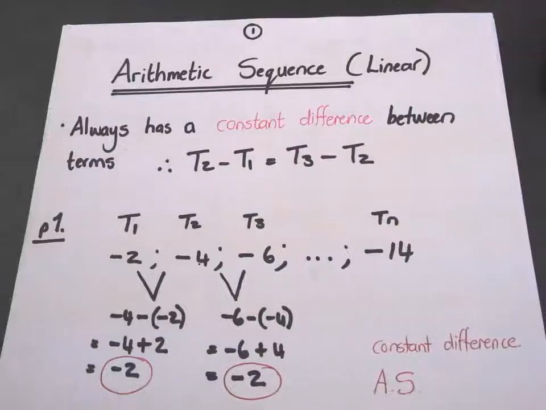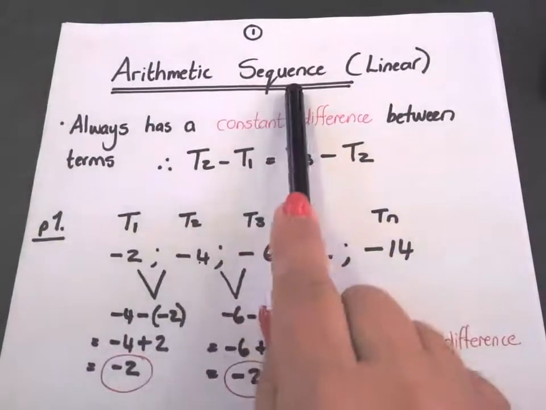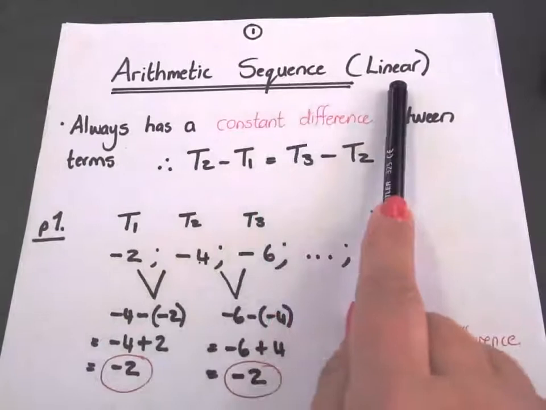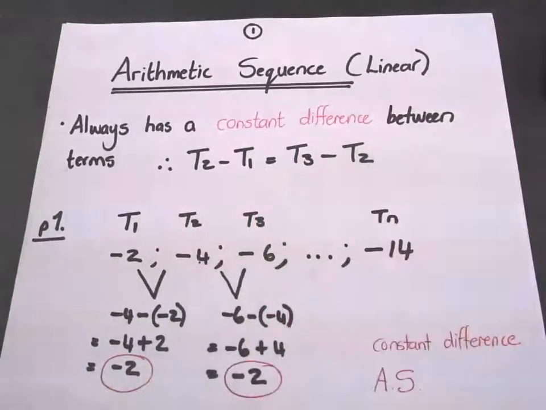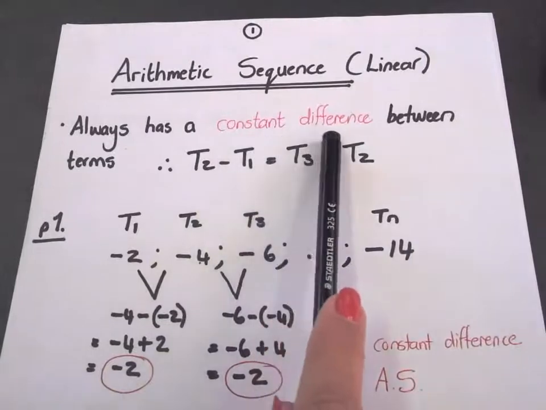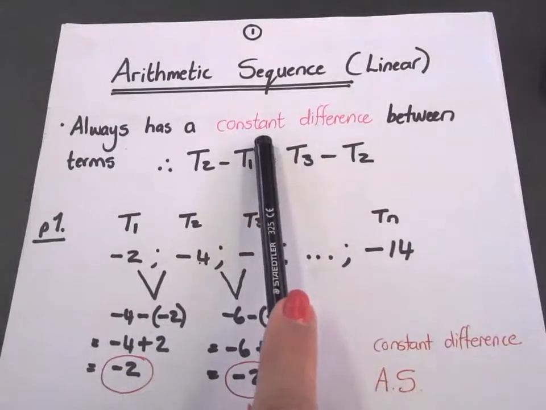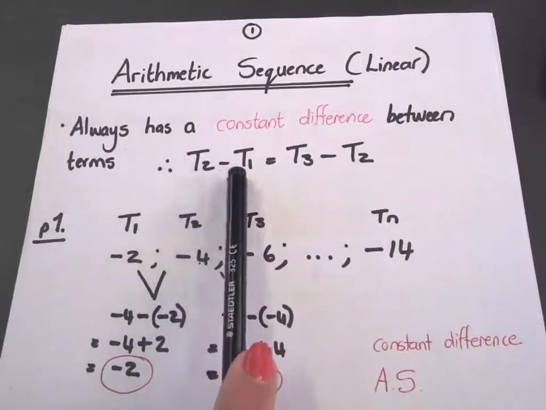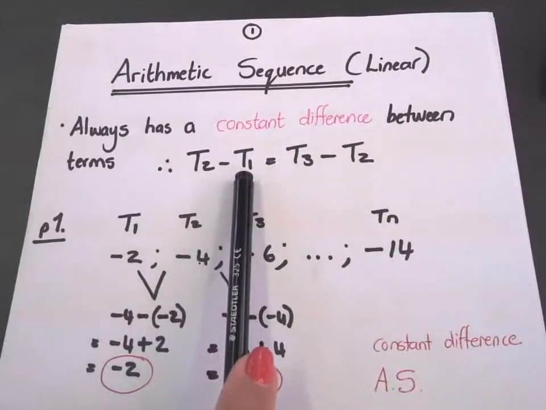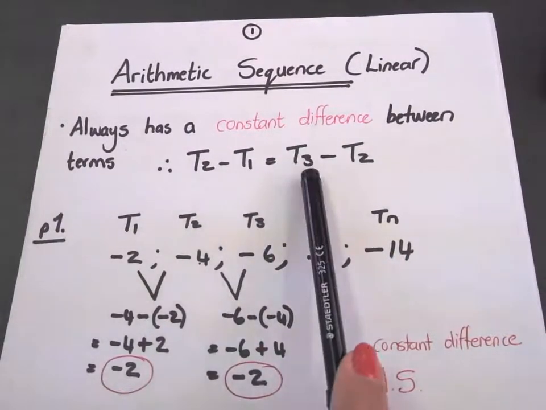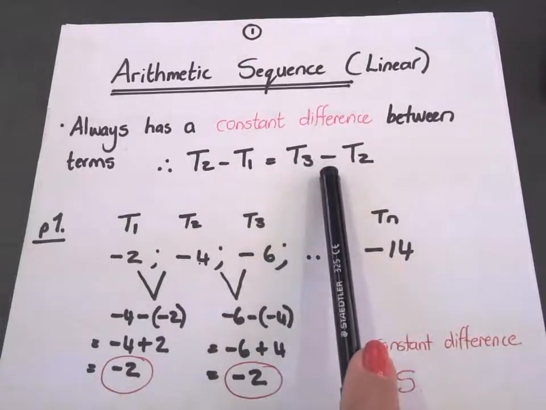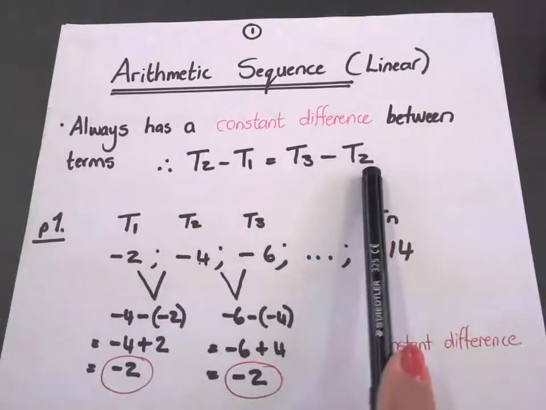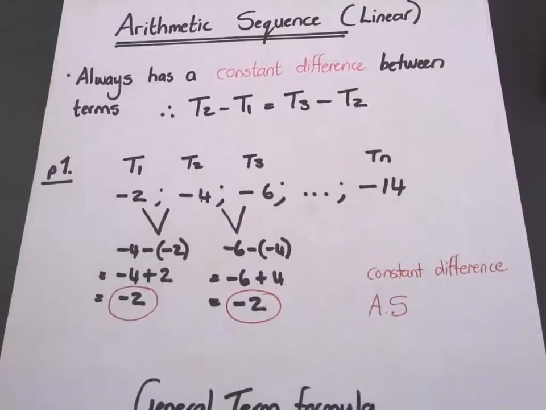Today's lesson is about the arithmetic sequence, and another name for that is the linear sequence. This sequence always has a constant difference between the terms. That means that if you take term 2 and you minus term 1, you will get the same answer as when you take term 3 and minus term 2.